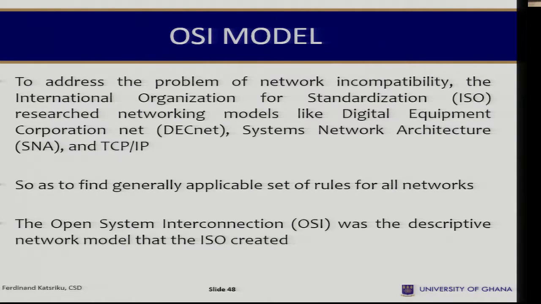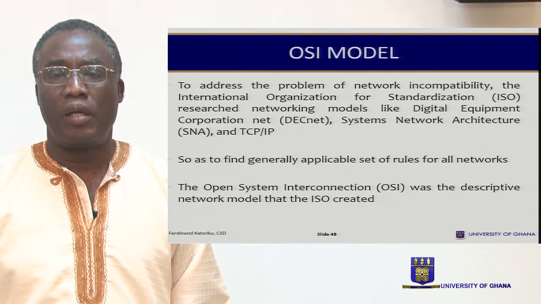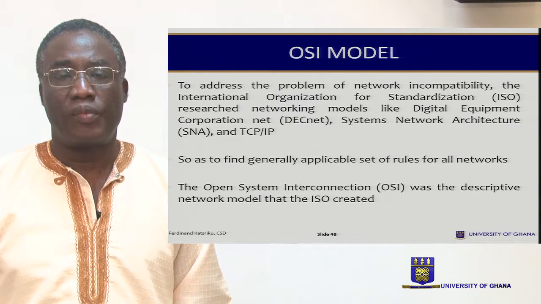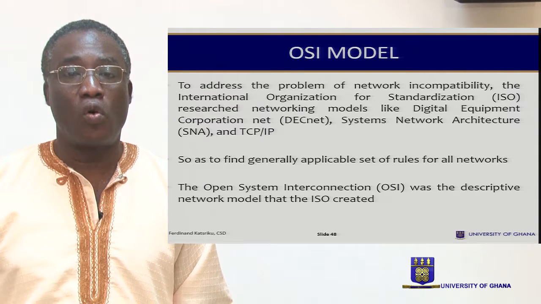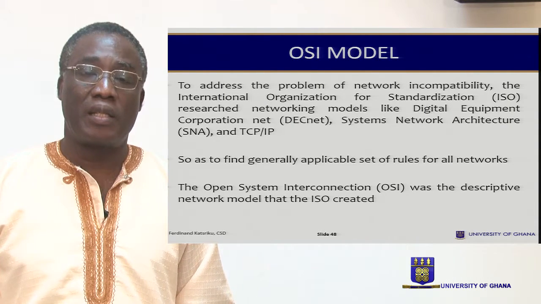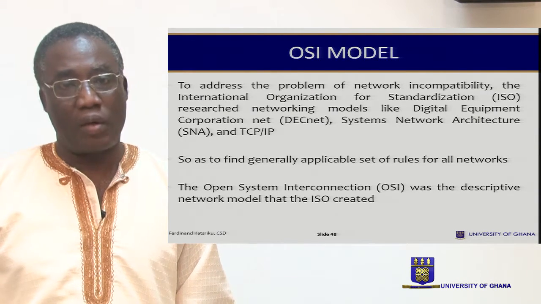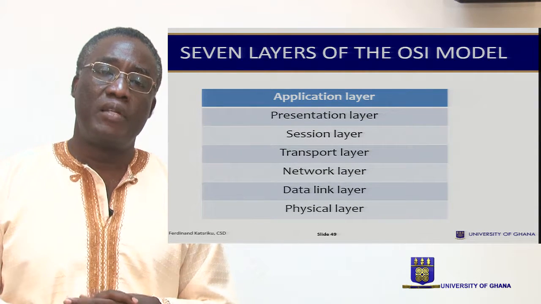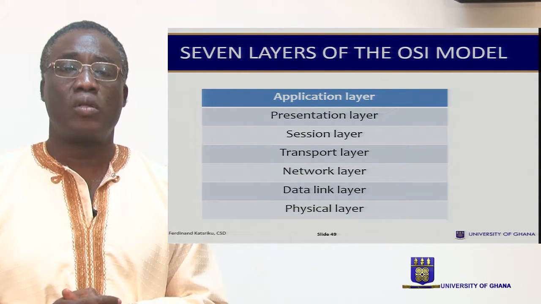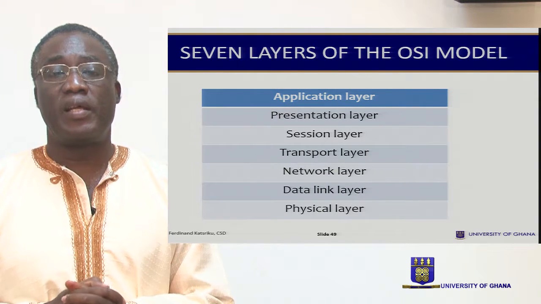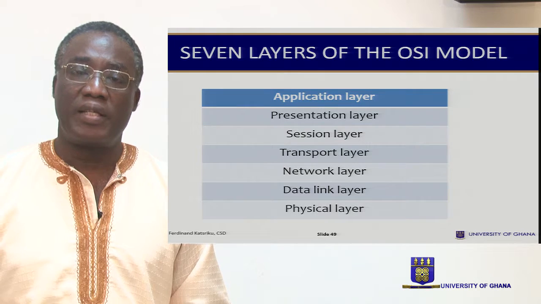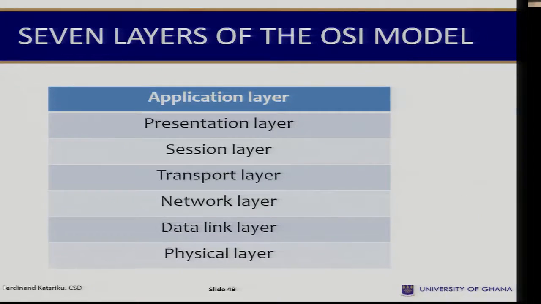So they came up with the Open Systems Interconnection, the OSI, as a descriptive model that the ISO created. Now don't confuse these two, OSI and ISO. One of them is an international standards organization, and the other is the Open System Interconnection. Communication under the OSI model was divided into a number of layers: application layer, presentation layer, session layer, transport layer, network layer, data link layer, and then a physical layer.